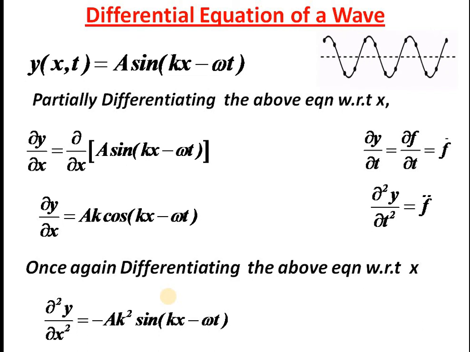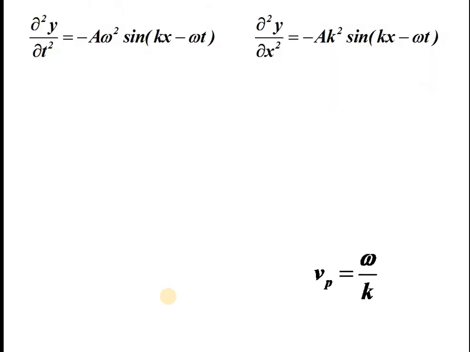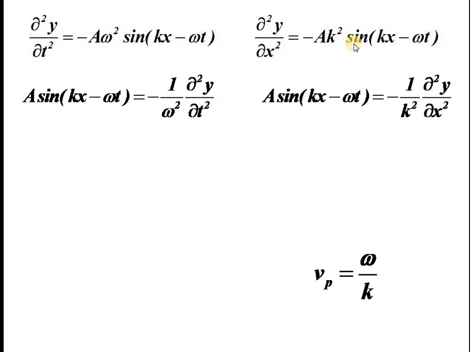So we executed two-time differentiation with respect to x as well as with respect to time, and we got two results like this: one for del square y by del t square and one for del square y by del x square. Understand? Some modification you can of course make. If you make a modification here, we get a sine kx minus omega t equal to minus 1 by omega square del square y by del t square. Similarly, for the second part, if you make a rearrangement, we get a sine kx minus omega t equal to minus 1 by k square del square y by del x square.